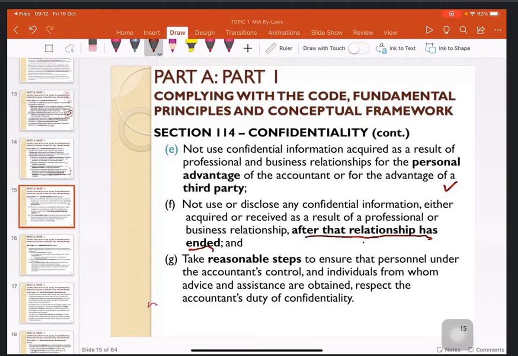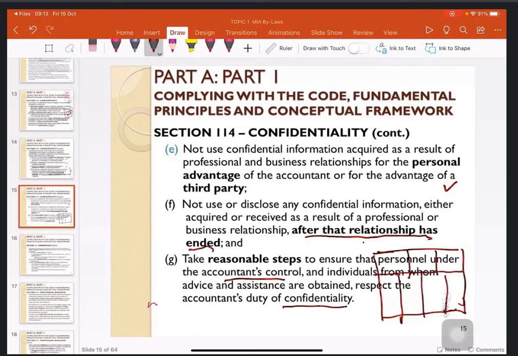As auditors, we also need to take reasonable steps to ensure that personnel under the accountant's control, and individuals from whom advice and assistance are obtained, respect the accountant's duty of confidentiality. That is why, say we audit a big client, especially if you work at an audit firm or do an internship in audit, the audit team will be divided into a few sub-teams. In this team you just handle small items, in another team you handle another subsection. The reason the audit manager does this is that he does not want audit juniors or supervisors at the lower level to know everything. He wants you to know only bits and pieces.